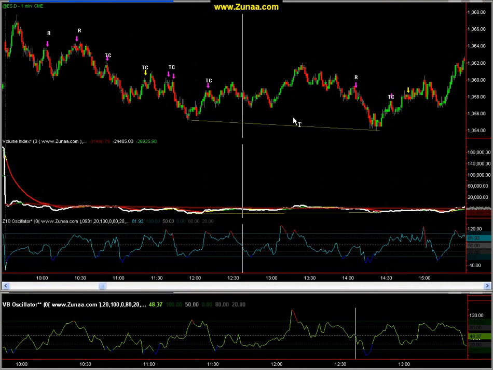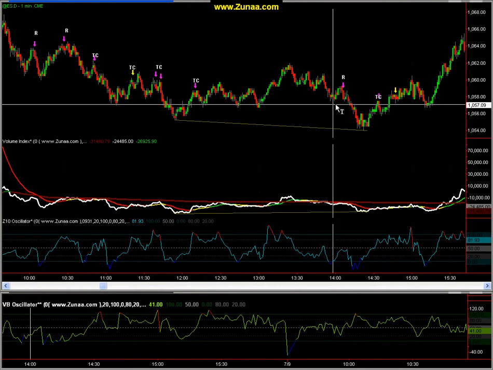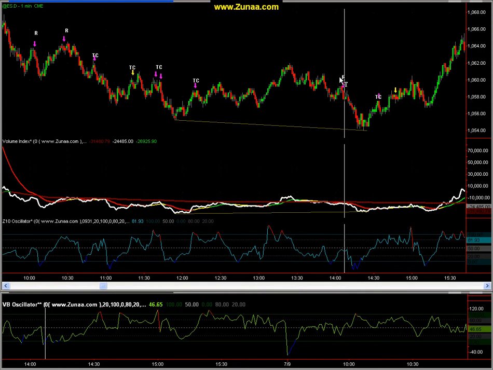It filters those trades out, which is good. A lot of people try to avoid trading there. A short signal here. Now, an interesting thing happened here. The market made a lower low. The volume index did not make a lower low. It made a higher low, and the market took off from there.